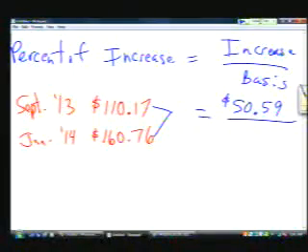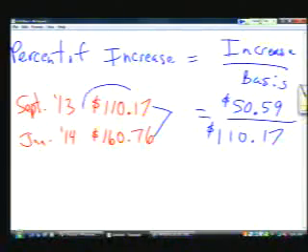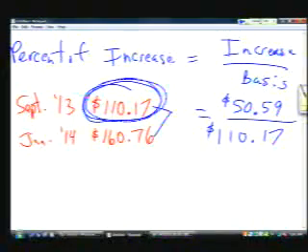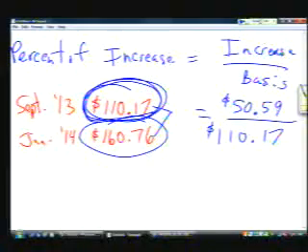Then, here's a good question. What was our basis? Let's go to Robert. 110.17. Very good, 110.17. Now on your handy-dandy calculator, you're going to calculate your return on investment had you bought one share of Alexion Pharmaceutical stock in September last year and then sold it today for $160.76.